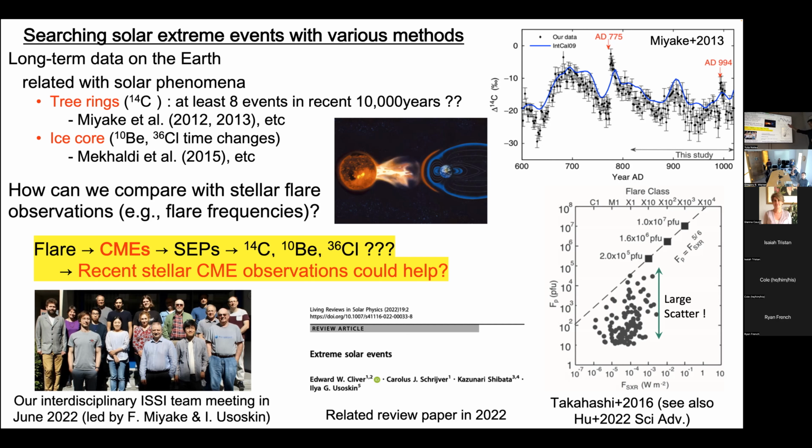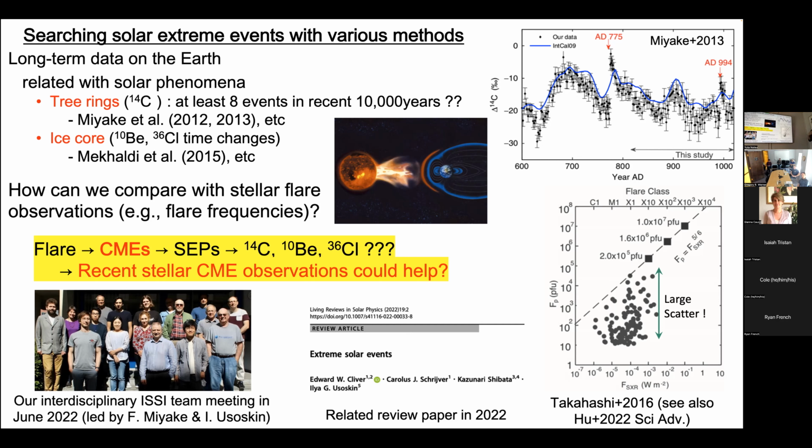Anyway, we are collaborating in an interdisciplinary team in the International Space Science Institute. We have a meeting in June this year. So from the stellar side and also solar, also radioisotope observation, trying to cooperate on this problem. And also recently there is a good review paper on this topic.